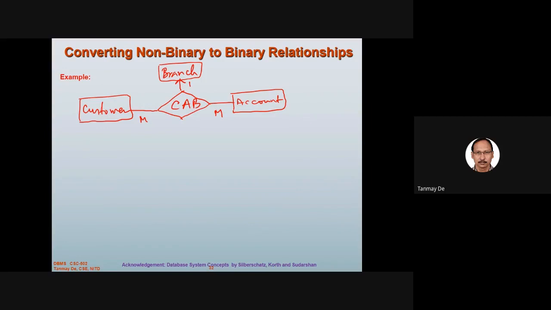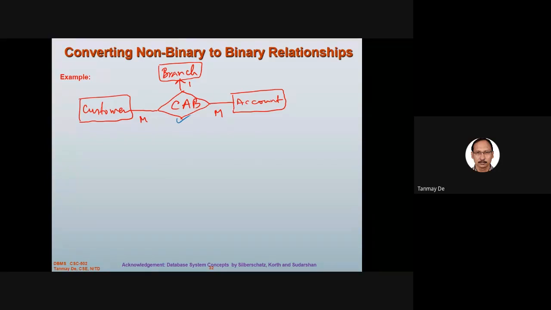So this CAB relationship specifies that a customer may have several accounts, each located in a specific bank branch, and that an account may belong to several different customers. That is, a joint customer is possible. The account can hold more than one customer, joint account holders. And similarly, one customer can have any number of accounts in the bank, but an account is associated with a single branch.